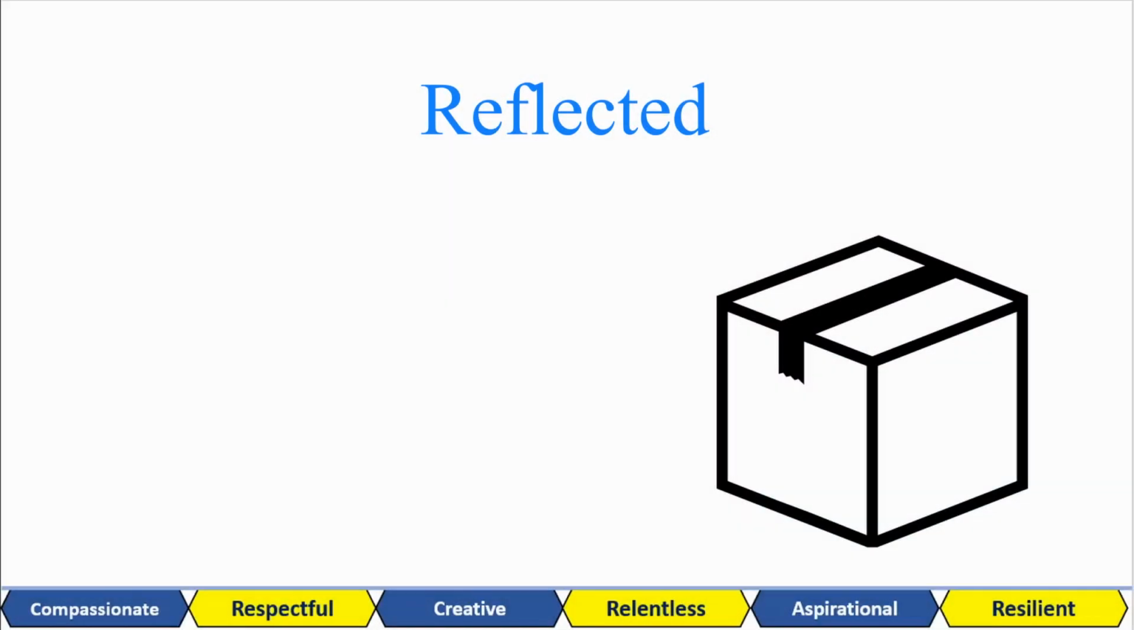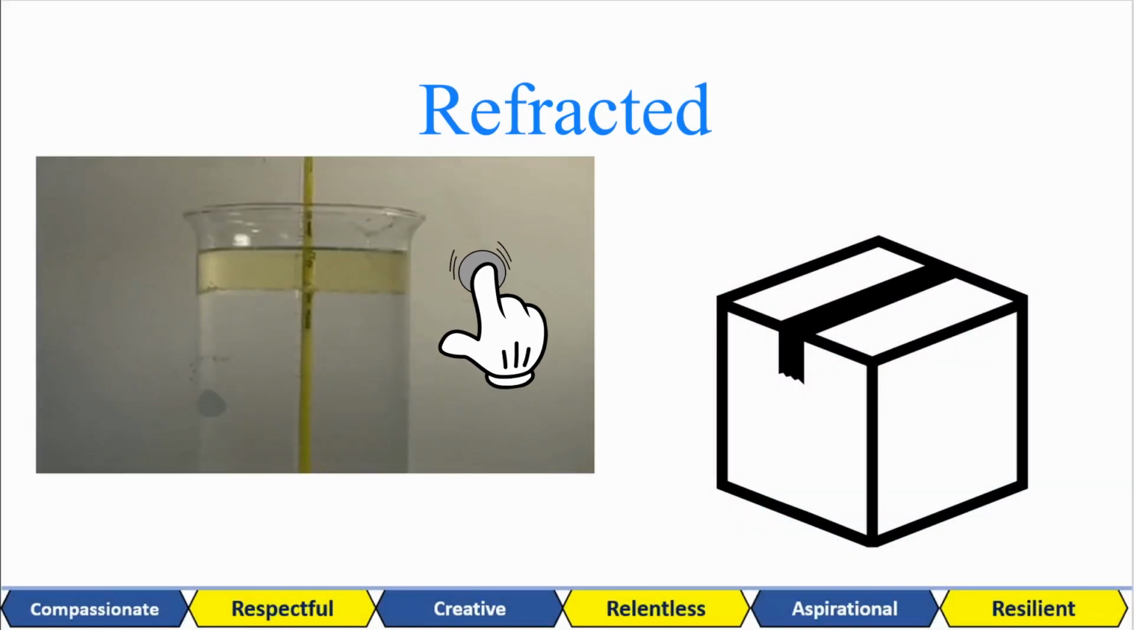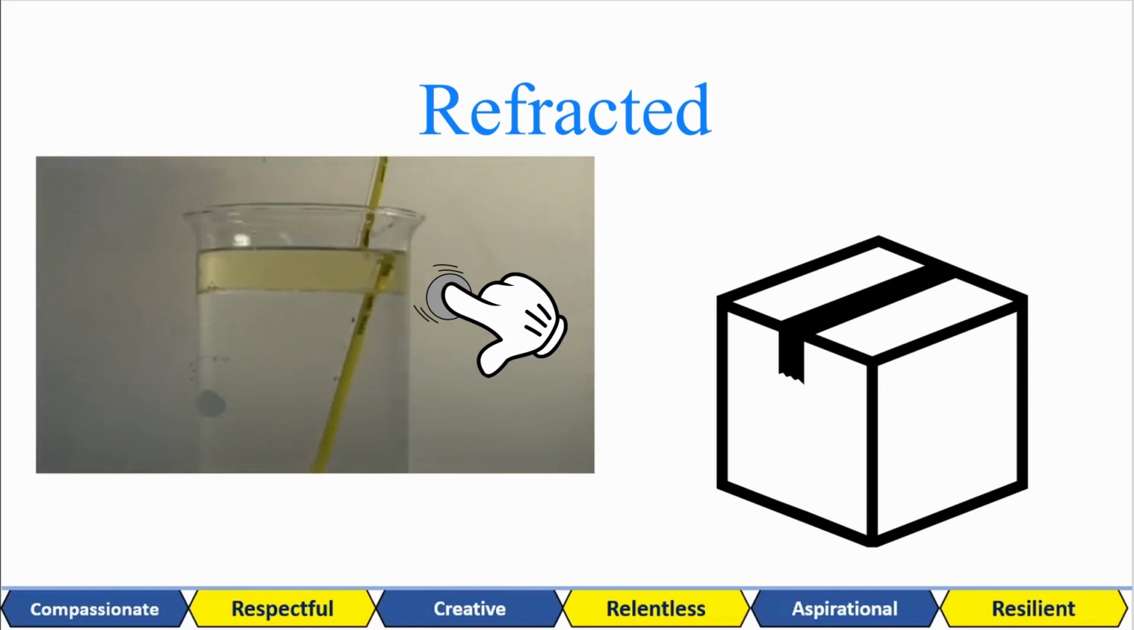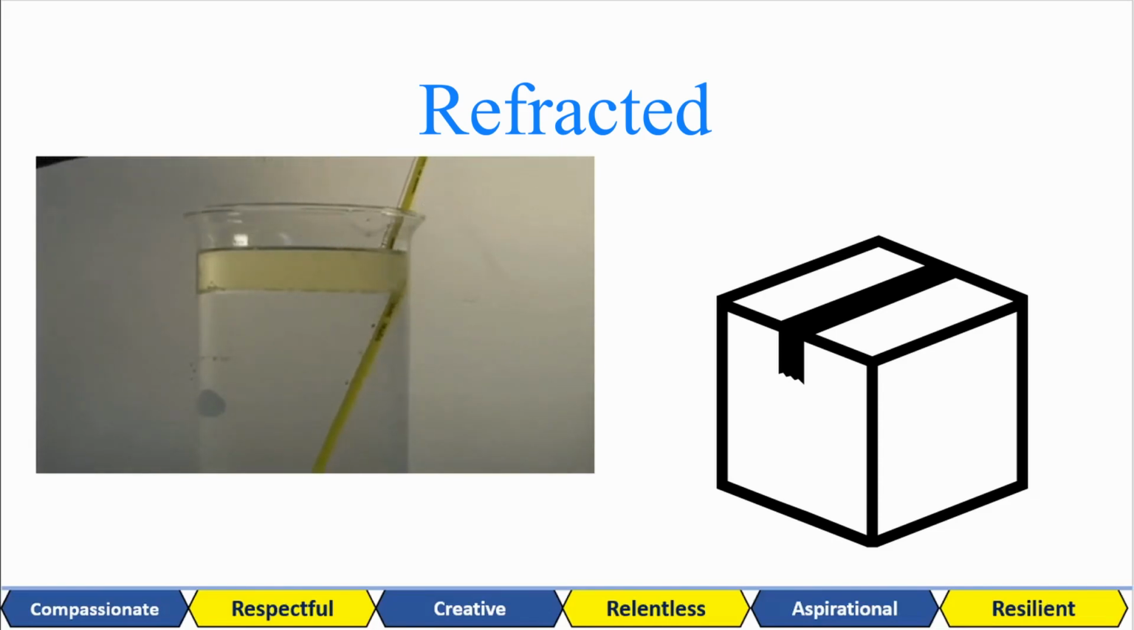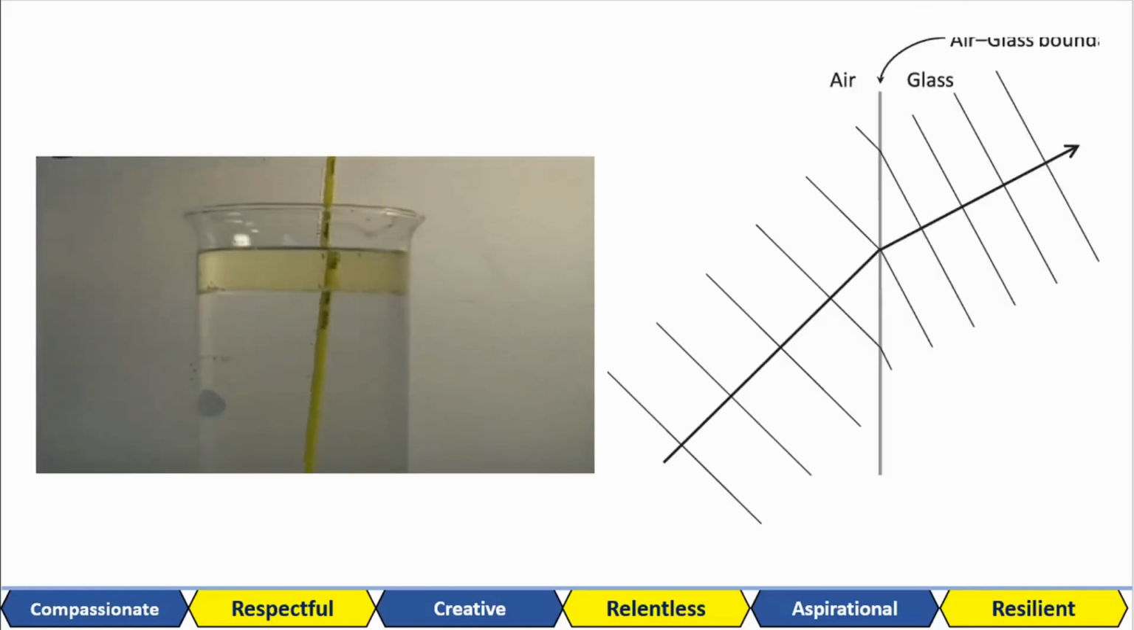Or it can be refracted. And as you can see here, different liquids cause different levels of refraction. The reason why this happens is due to a change of the speed of light as it travels from one medium to another medium at an angle.